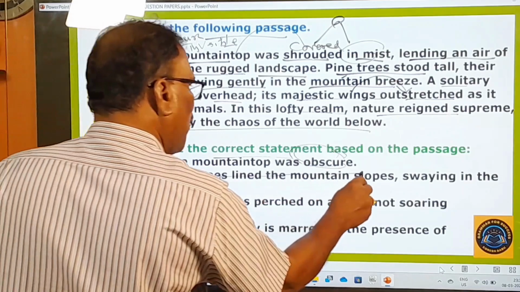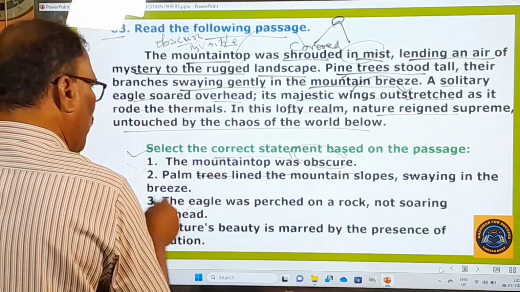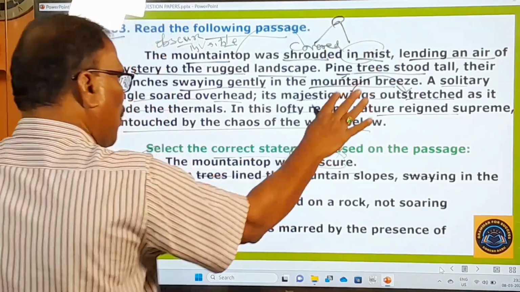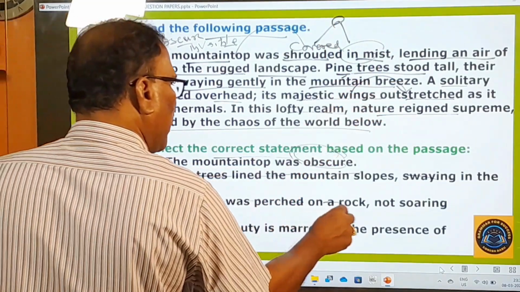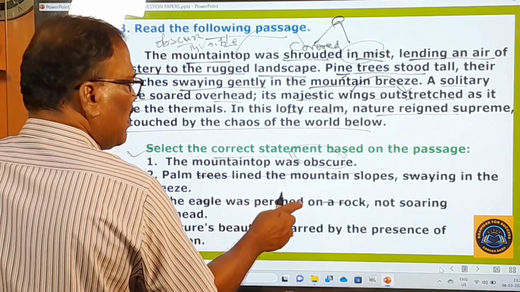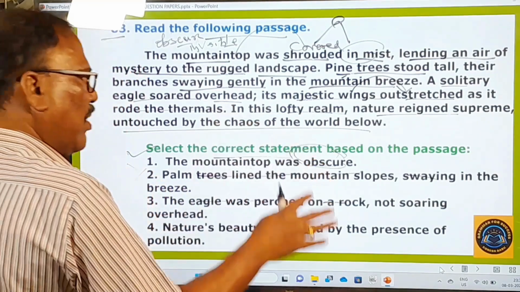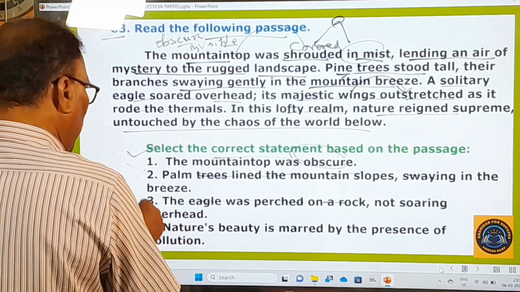Palm trees lined the mountain slope, swaying in the breeze. No. The pine trees stood tall on the mountain itself. The eagle was perched on a rock. No. Did the eagle perch on a rock? No. Perch means sit on a rock. Not soaring overhead. No.